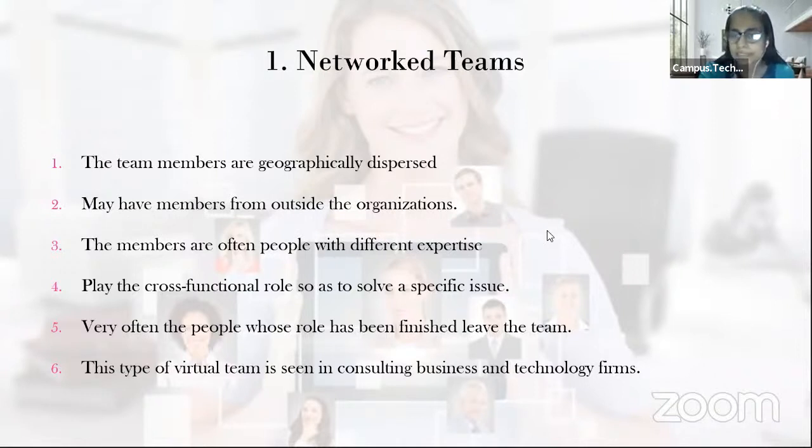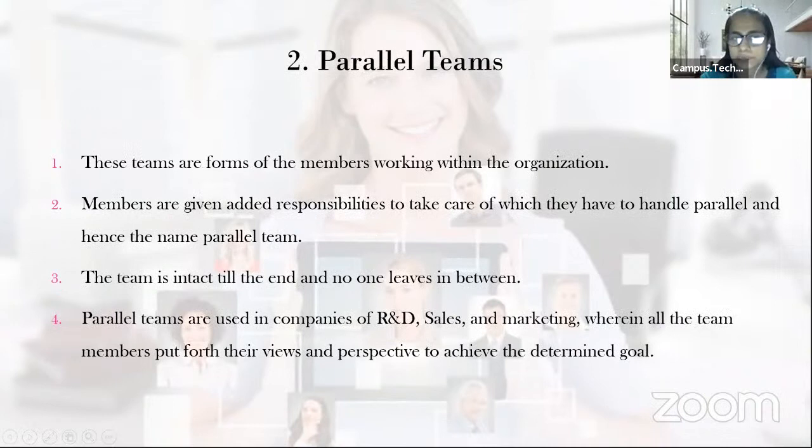The second type of team is parallel teams. These teams are formed of members working within the organization. So in a network team, what was there? The people were working virtually, but there were people from outside the organization also, and each person carried some expertise with them. But when we are talking about the parallel team, these teams are formed of members working within the organization. So all the people working within the organization, the team will be framed from them only.